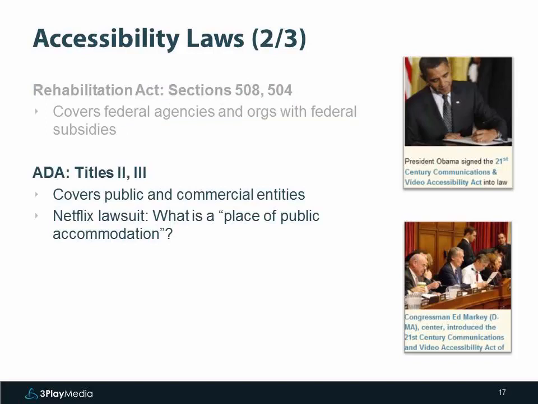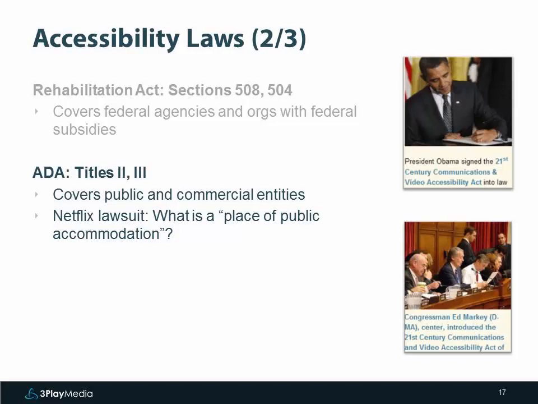The second federal law that impacts captioning is the ADA, the Americans with Disabilities Act, enacted in 1990. The ADA actually has five parts to it. The two that impact captioning are Titles II and Title III. Title II is for public entities, and Title III is for commercial entities. The one that has had the most activity recently is Title III, the one for commercial entities.